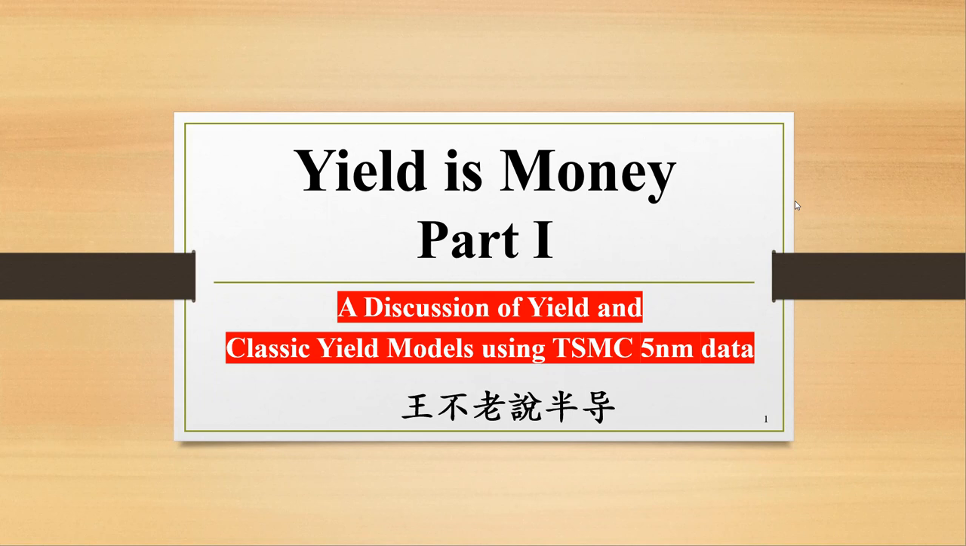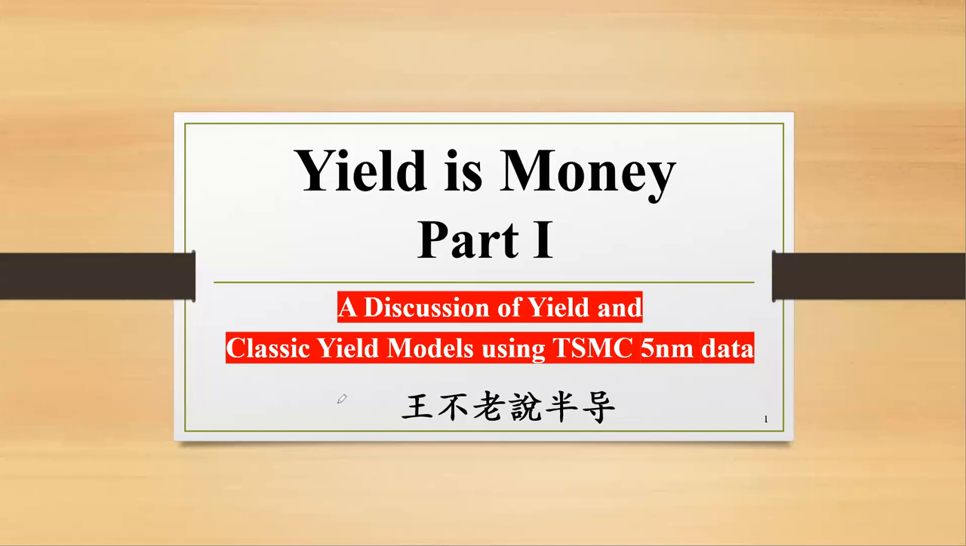And I have divided this talk into two parts. Today, I'm going to present part one. The major topic of this part one is a discussion of yield and classic yield models. This will be my focus today. And I'm going to use TSMC 5 nanometer data to explain what I mean by classic yield models.